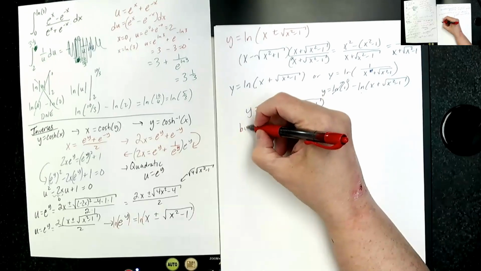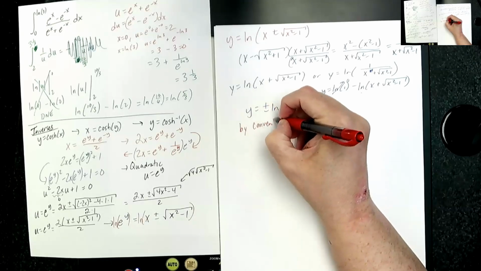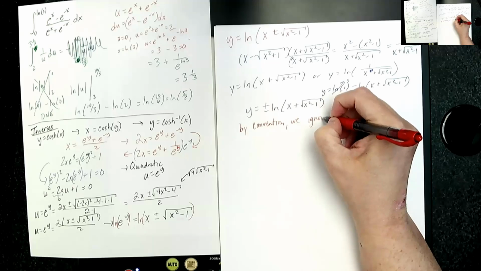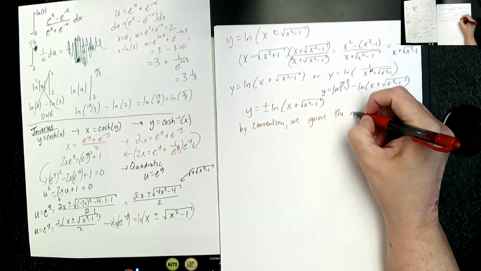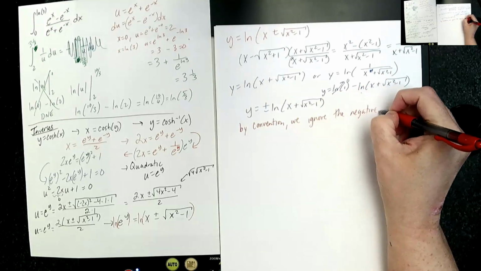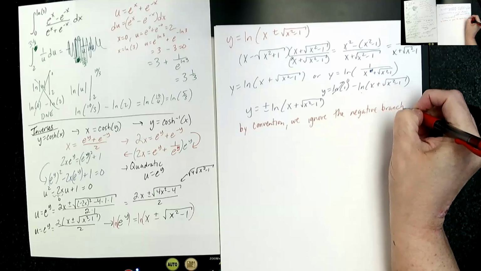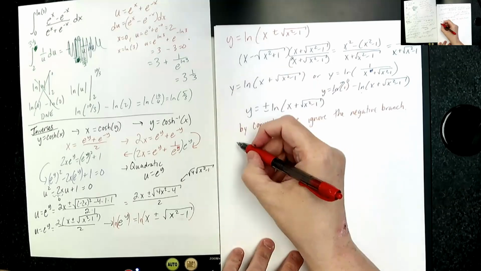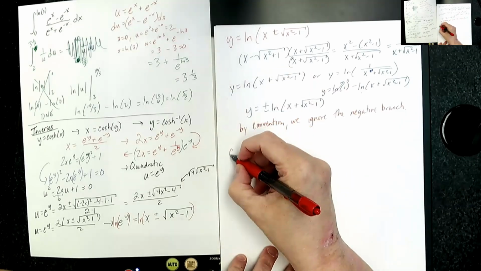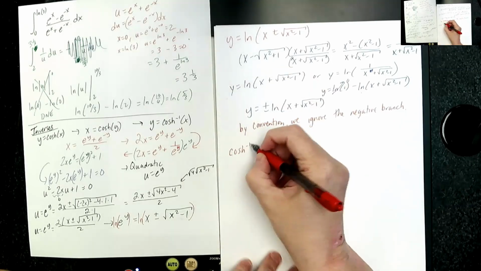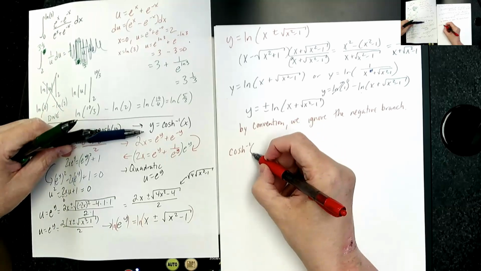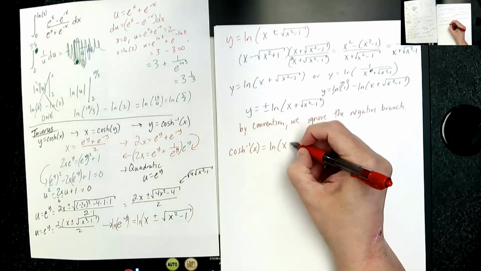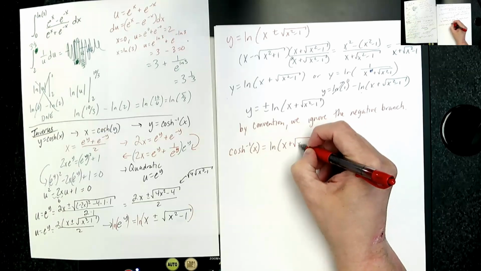By convention, we ignore the negative branch. So we're going to say cosh inverse x, because that's what y was here. Cosh inverse x equals the natural log of x plus square root of x squared minus 1.